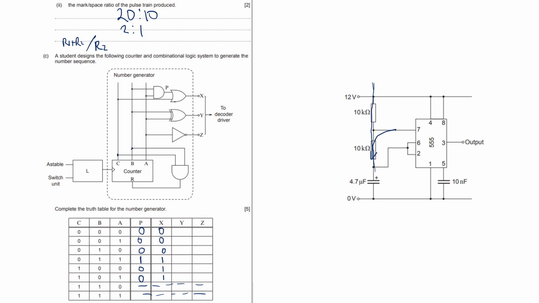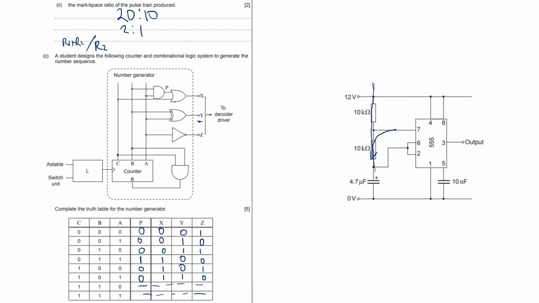Y is looking at the XOR. There's Y there. It's looking at B XOR'd with A. So I know an XOR gate's called a difference gate. So when B and A are different, I should get a 1. Which are those 3 cases there. Hopefully I've got that one right as well. And then Z is looking at the NOT of A. So that's easy. Okay, so that is that one there.